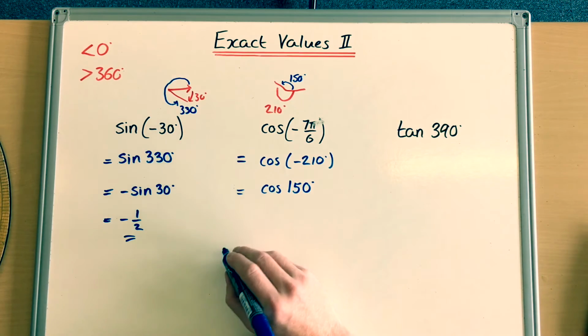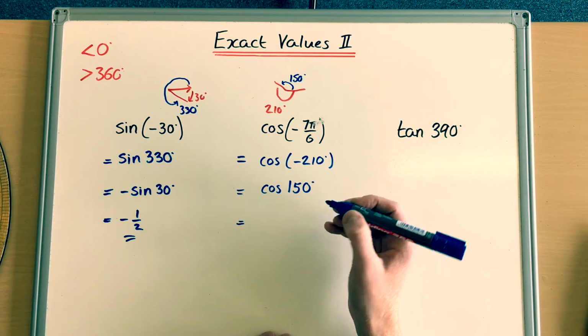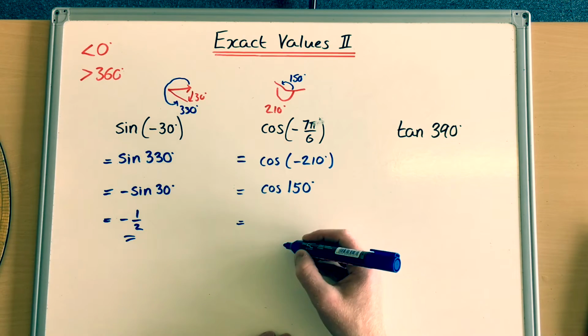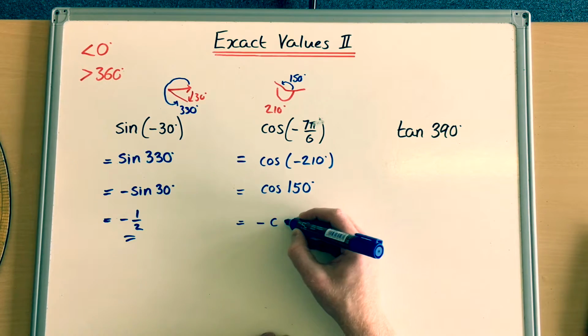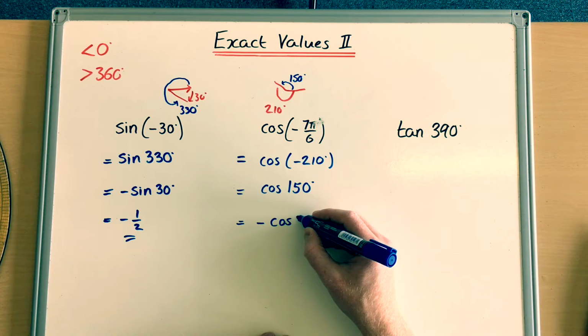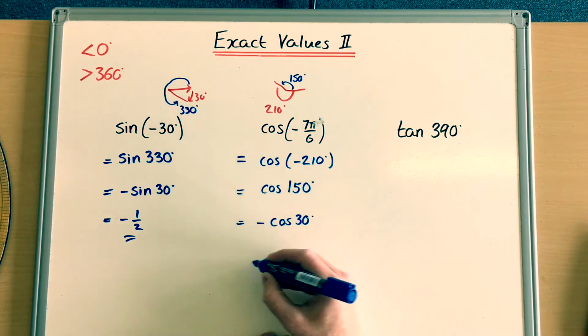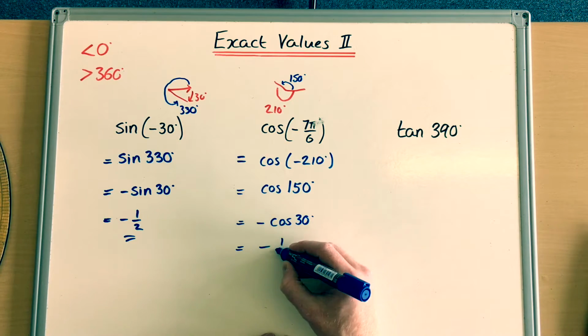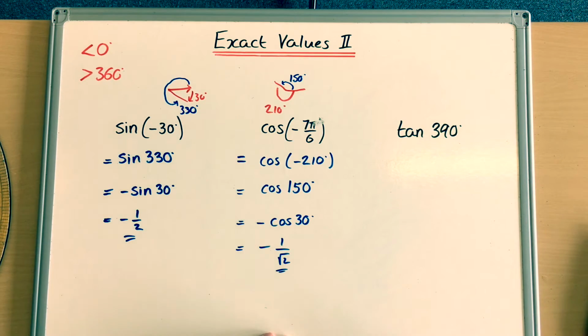So what we're going to do now is cast diagram. We would find that the value is 30. We would find that we do need to flip it to make it minus cos of 30. And that gives us a value of minus 1 over root 2. Okay, so that's how to deal with less than 0.